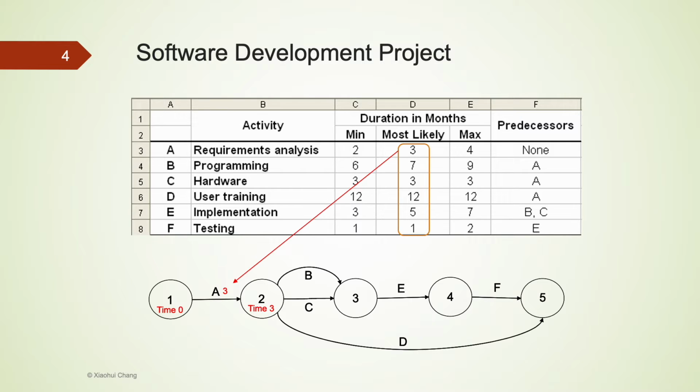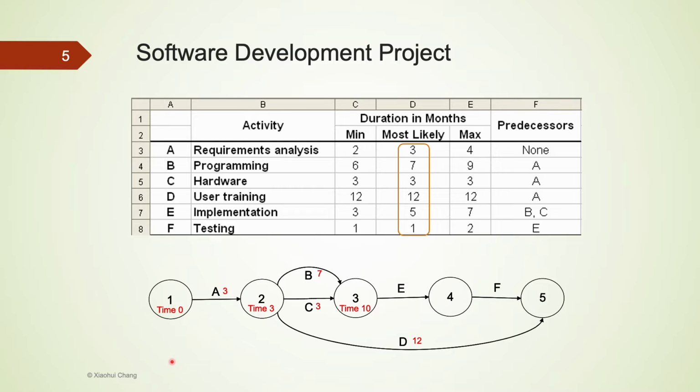Using the most likely completion time information in column B, we know A would take around 3 months to complete, and we arrived at the second time checkpoint. By now, it's probably in month 3. We can start working on activities B, C, D because all of them require a predecessor of A, which we have just completed.